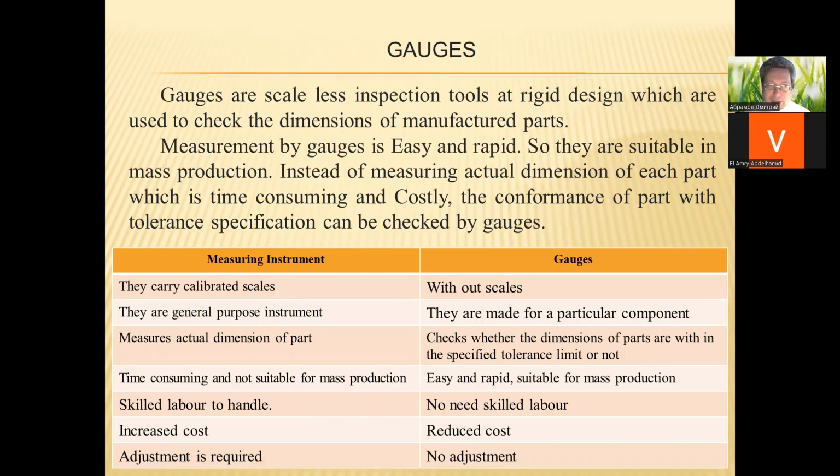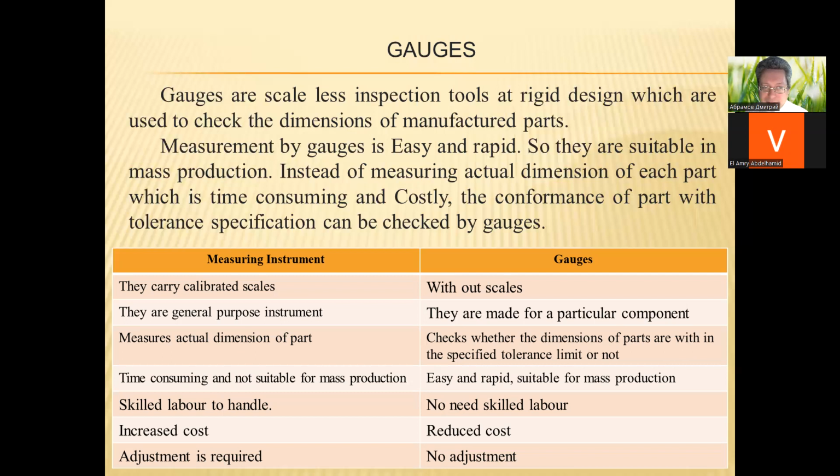Gauges are scaleless inspection tools of rigid design which are used to check the dimensions of manufactured parts. Measurement by gauges is easy and rapid, so they are suitable for mass production. Instead of measuring the actual dimension of each part, which is time-consuming and costly, the conformance of a part with the tolerance specification can be checked by gauges.